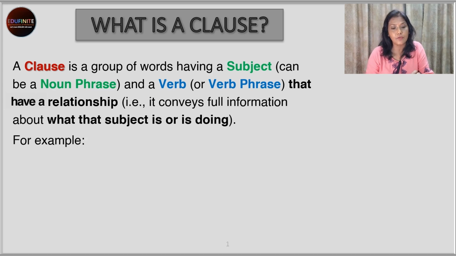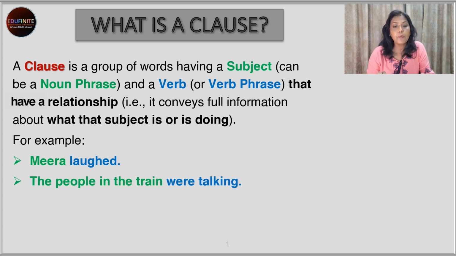Now, let's look into some of the sentences. Meera laughed. Now we've got just two words. One is Meera, which is the subject, it's a noun, and laughed, it is the verb. And these together are perfectly conveying a complete thought. So we are understanding the meaning. Meera laughed. Yes, there was something maybe funny or something she heard, some joke or something, so she laughed.